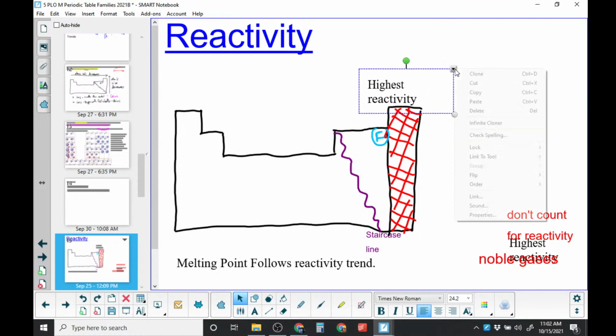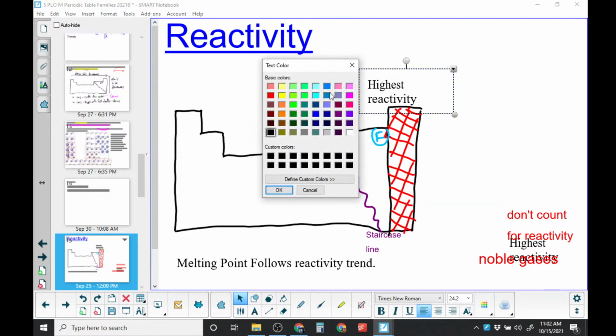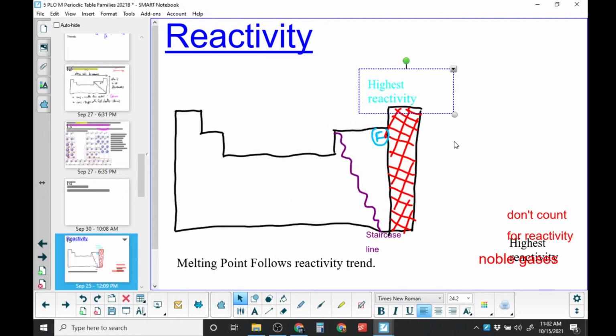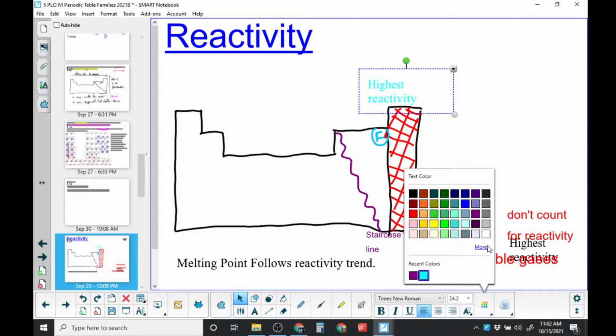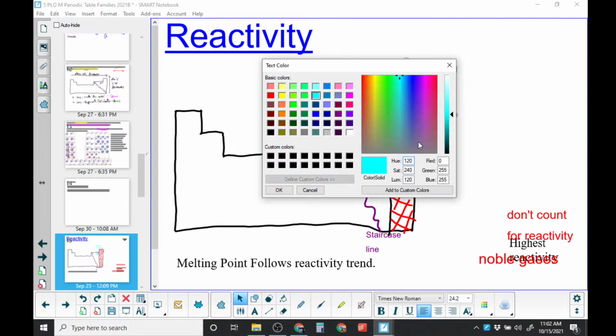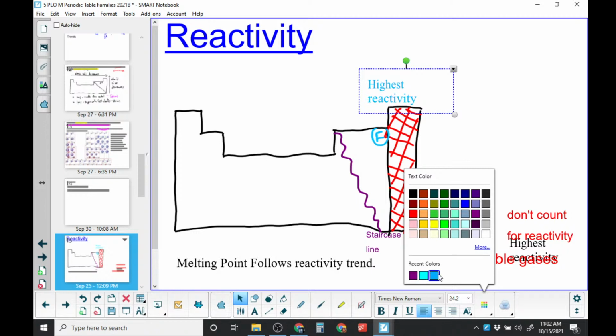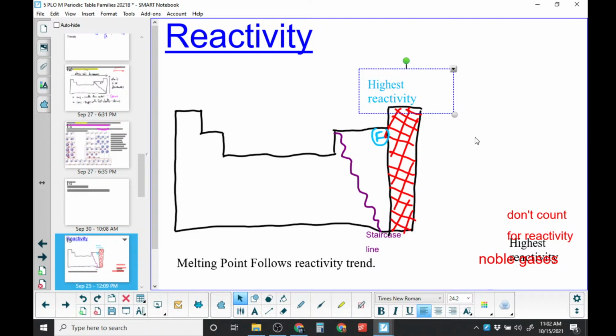is here. I need that nice blue. What is it most reactive? There we go. Okay.